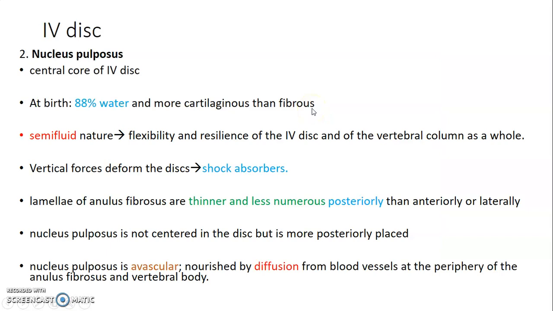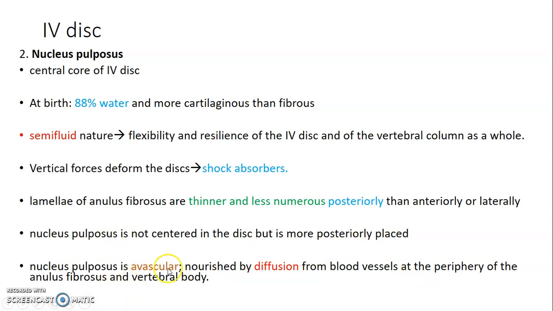Nucleus pulposus is the central core containing 88% water at birth and is more cartilaginous than fibrous. It's usually semi-fluid, therefore giving flexibility and resilience to the vertebral column. They act as shock absorbers because they're able to deform, and the lamellae of the annulus fibrosus are usually thinner and less numerous posteriorly than anteriorly. The nucleus pulposus is not really at the center, it's actually more posteriorly placed.